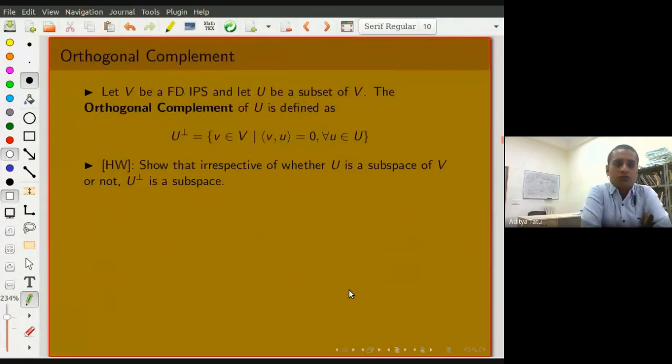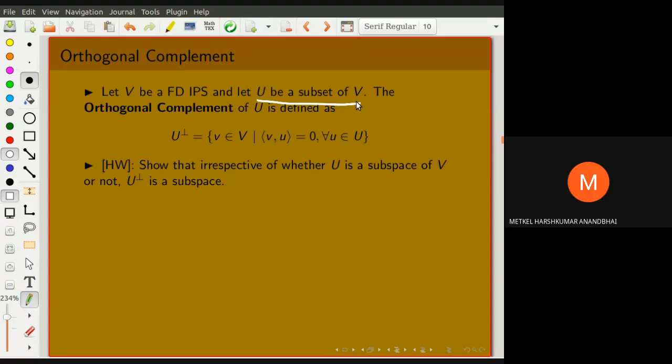Let's move on to what is called the orthogonal complement of a set. If V is a finite dimensional inner product space, and let us pick any arbitrary subset U of this inner product space V. Once again, U is supposed to be a subset, not necessarily a subspace.